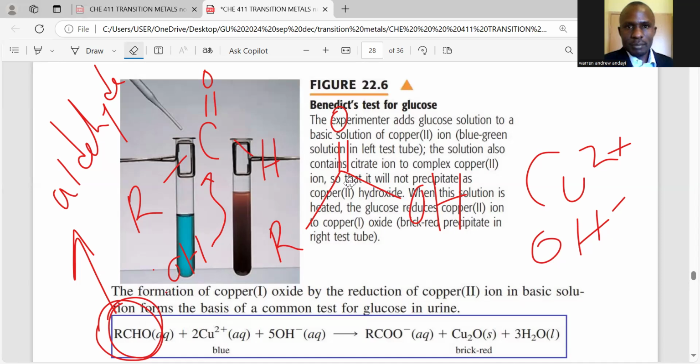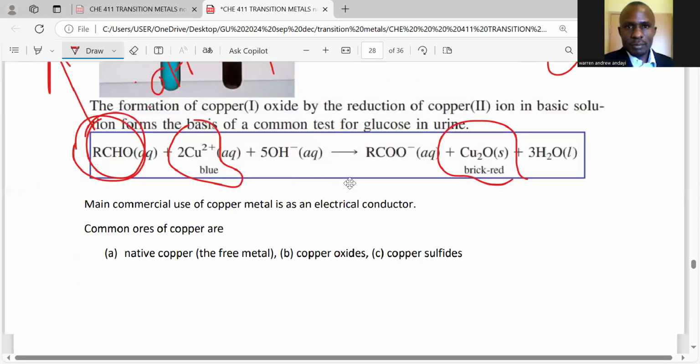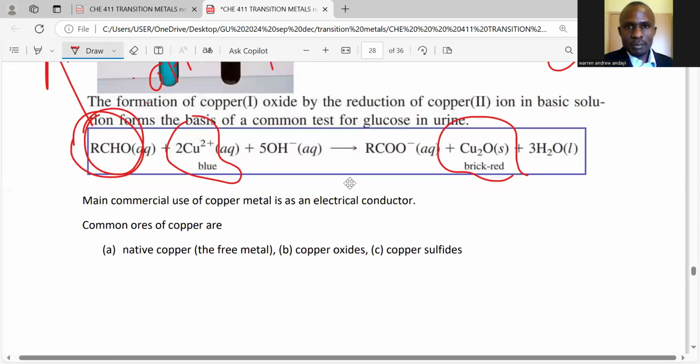So what is the cause of the color? That is the color blue, but the precipitate is your copper 1 oxide. And something interesting that we find in many inorganic reactions: water is usually a product, a very common product.